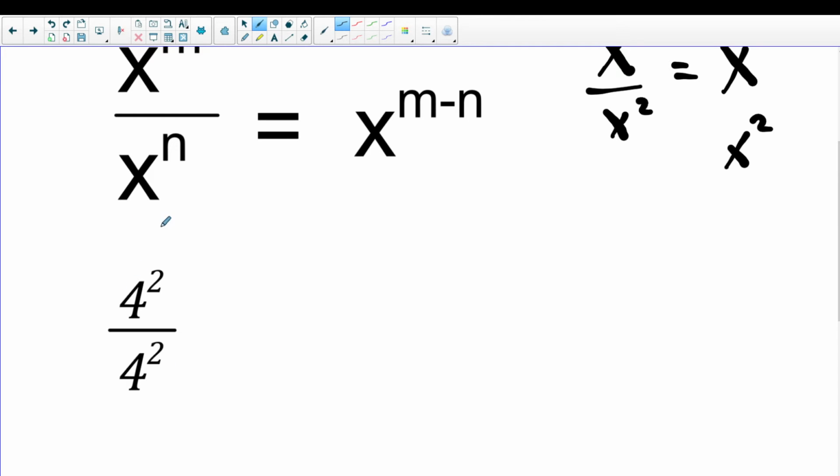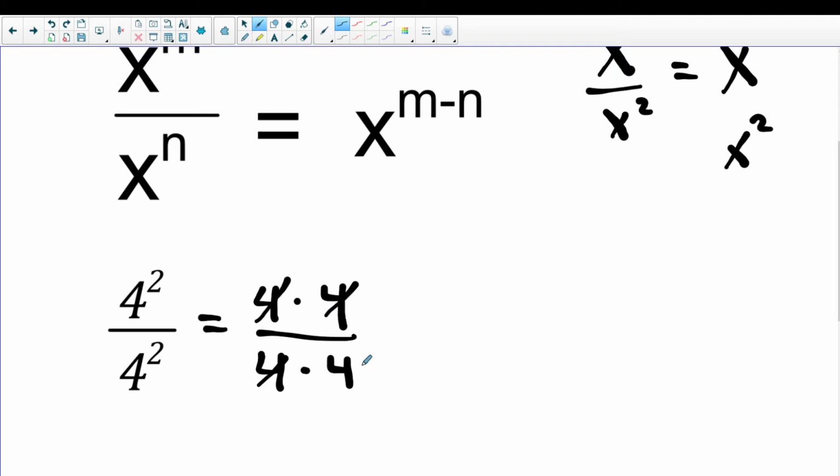So what happens when we have an expression like this? We have 4 to the second power over 4 to the second power. Well, we already know that when we divide a number by itself, it's always equal to 1. If this was 4 times 4 divided by 4 times 4, this 4 would cancel this 4, that would make a 1. This 4 would cancel this 4, that would make a 1. I'd end up with 1.